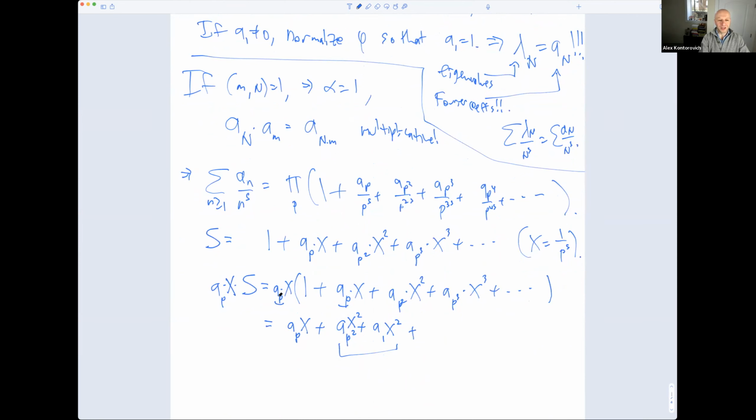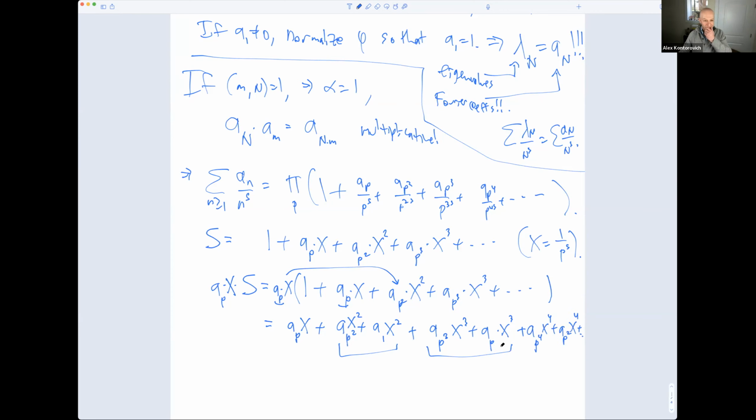What's the x cubed term? I have an a_p times an a_p squared. So that's an a_p cubed x cubed, but I also get an a_p cubed over p squared, which is just a_p x cubed. That's the x cubed term. Does everybody see that? The a_p hits the a_p squared, and I get an a_p cubed and an a_p to the 1. Let's do one more term. What will be the x to the 4th term? a_p to the 4 and a_p squared. Beautiful.